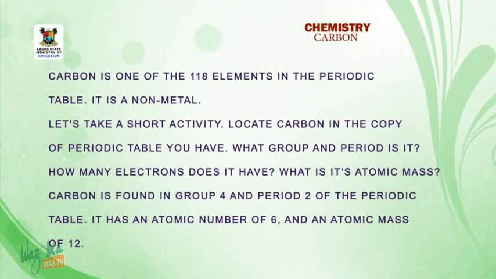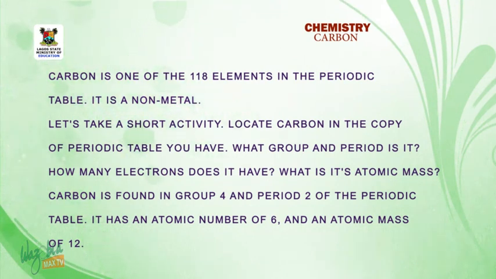Carbon in the periodic table. Carbon is one of the 118 elements in the periodic table. It is a non-metal. Let's take a short activity. Locate carbon in the copy of periodic table you have. What group and period is it? How many electrons does it have? What is its atomic mass?